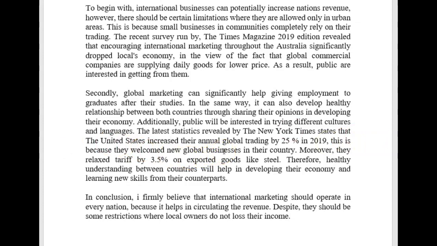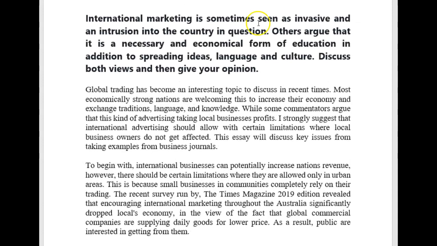Moreover, they relaxed tariffs, you need an S here, by 3.5% on exported goods like steel. Therefore, a healthy understanding between countries will help in developing their economy and learning new skills from their counterparts. Okay, now, I want to remind you that when you look here, it's not talking about the benefit to the economy, but rather that marketing is an economical form of education.